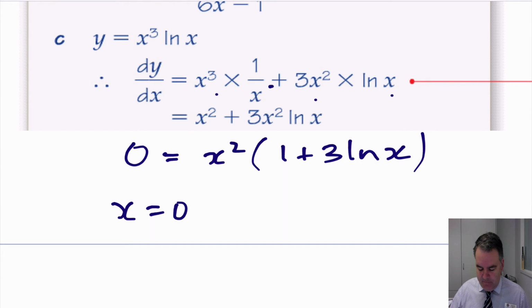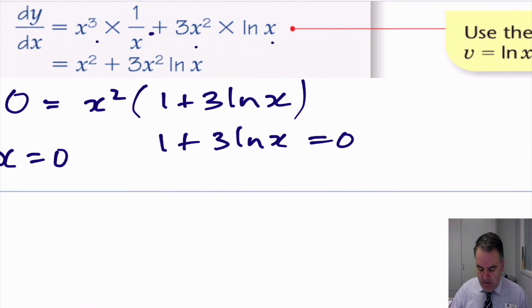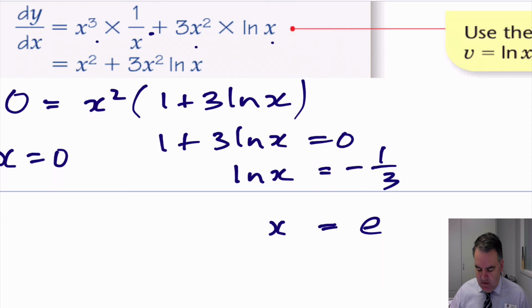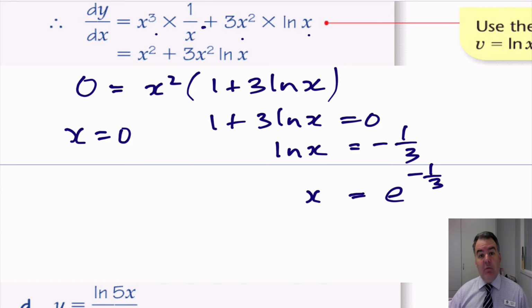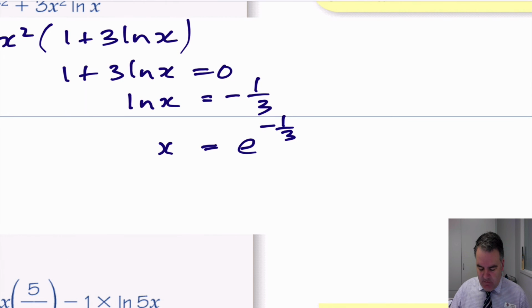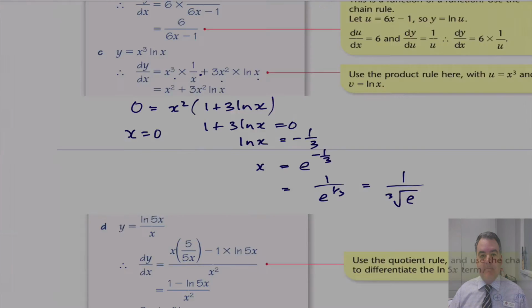I can see x equals 0 as a solution, and I can see 1 plus 3 ln x equals 0 as a solution. So we get ln x is equal to negative 1/3, e to the power of both sides. X is e to the negative 1/3. That's another stationary value or stationary point on this curve that you might be asked to find. And again, this might be in the non-calculator section, so they might ask you to find the exact x value of the stationary point, and there it is. It's e to the minus a third, or 1 over e to the third, or you could write that as 1 over the cube root of e.